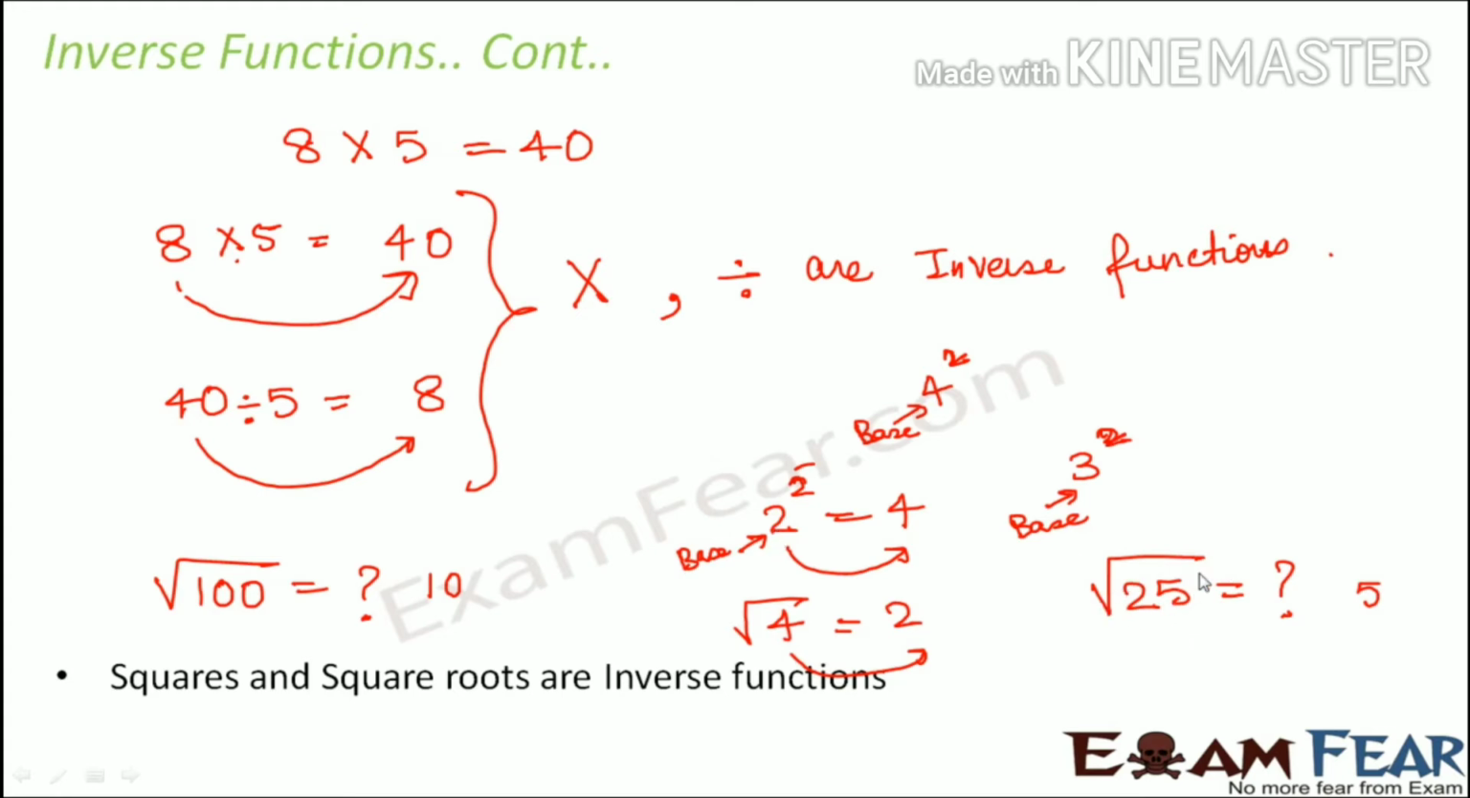For example, root over 25. The value of root over 25 is 5. If you look at the square function, it is 5 square is equal to 25. So with this square root operation, you are actually finding out the value of the base. That is why this is called root. We have the term square because it is the inverse function of square, and root because it gives you the value of the base. That is why it is called square root.